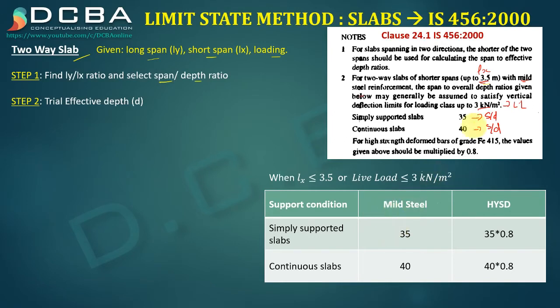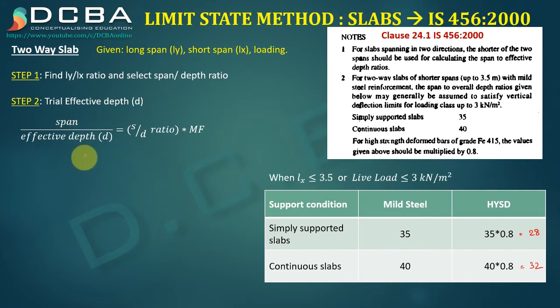Now for mild steel they are saying it is 35 and 40, but if we use HYSD, that is grade Fe 415 or above, then we have to multiply these values by 0.8. So 35 into 0.8 and 40 into 0.8, whatever comes. I think this comes out to be 28 and this comes out to be 32, I believe. So you understood, right? For simply supported slabs, if it is HYSD, we will use a span to depth ratio of 28, and for continuous slabs we will use 32 if it is HYSD and these two conditions are satisfied.